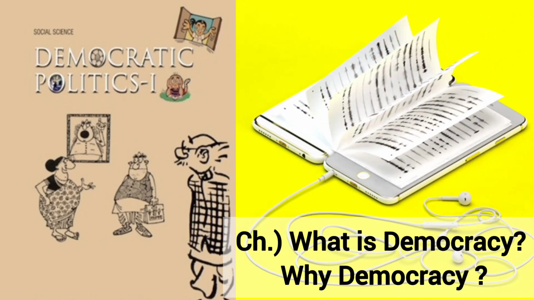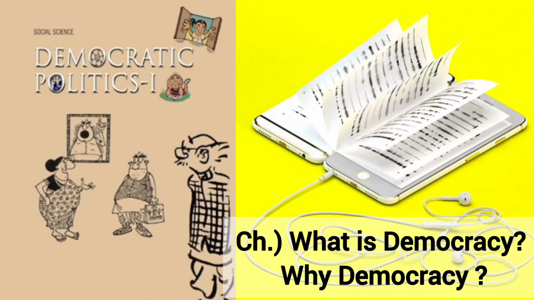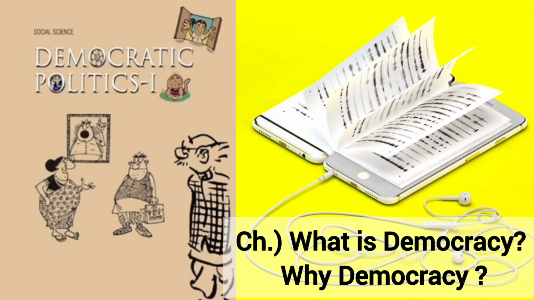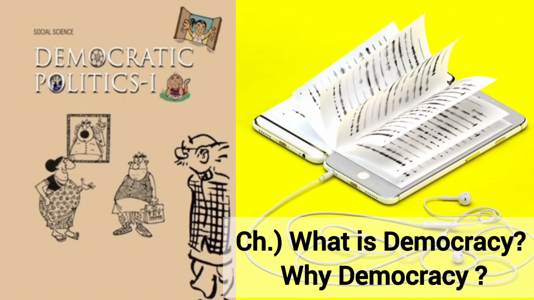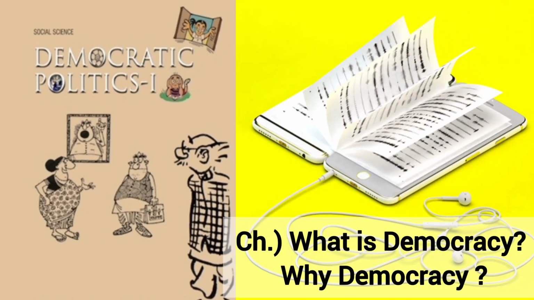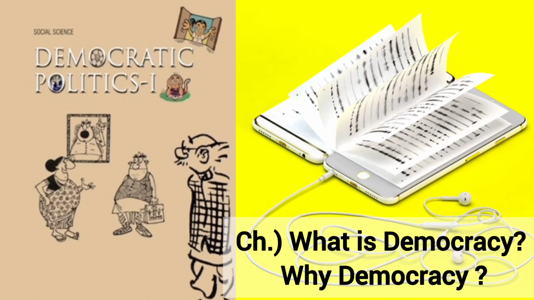In the countries we call democracies, all the people do not rule. A majority is allowed to take decisions on behalf of all the people. Even the majority does not rule directly. The majority of people rule through their elected representatives.